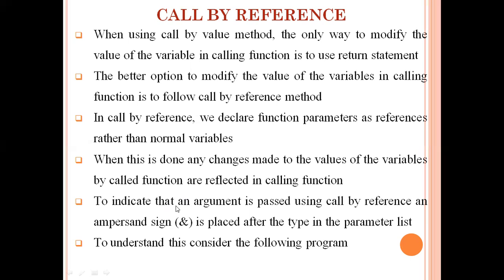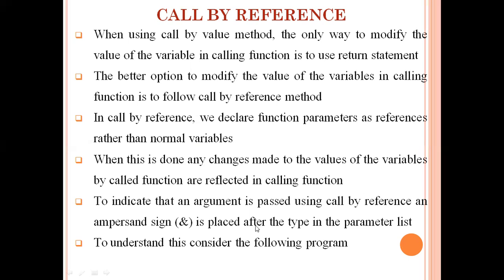To indicate that an argument is passed by call by reference, an ampersand sign is placed after the type in the parameter list. As I said before, in case of call by reference, we are not going to use normal variables. Instead, we are going to use pointer variables. Pointer variables are mainly used to hold the address of the memory location of a particular variable.